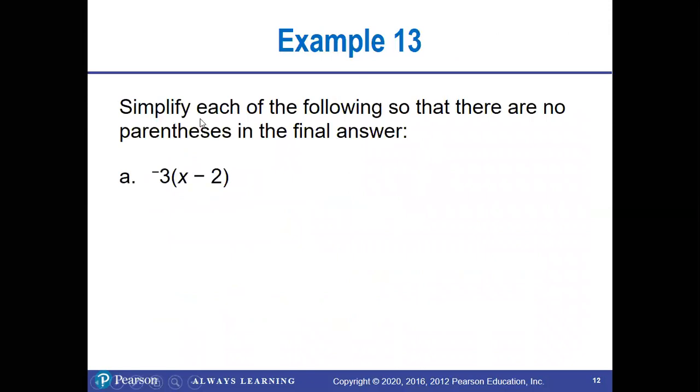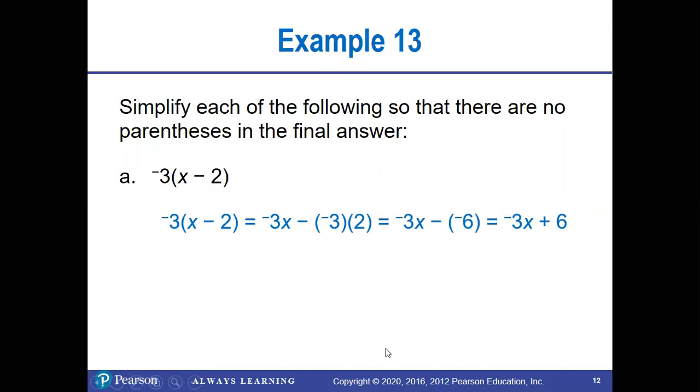All right, so simplify the following. Okay, well, what am I going to do? Well, we've got to distribute this. So we've got to distribute the -3 to the -2, which is going to give you this. Let me show you how that works. -3 times x, and -3 times -2, and you'll get -3x plus 6.